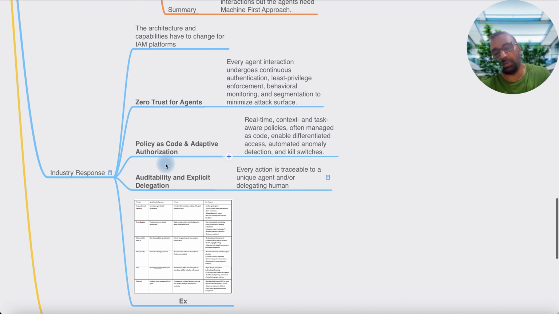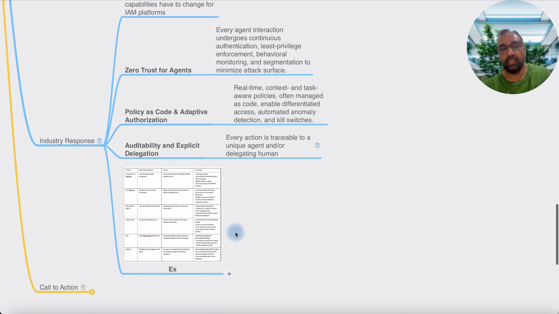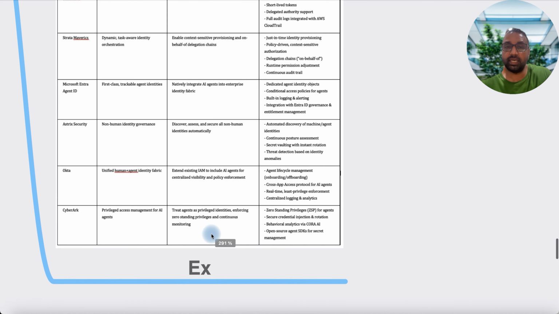So there are companies that are implementing those concepts, and I'm going to mention some of these just for learning purposes. The second capability I'm seeing is policy as code and adaptive authorization. That means real-time context and task-aware policies that are now available as code. It allows differentiated access, automated anomaly detection, and kill switches. Third is auditability and explicit delegation, so every task or action is traceable to a unique agent or delegating human. Let's look at some of the companies that are implementing this.